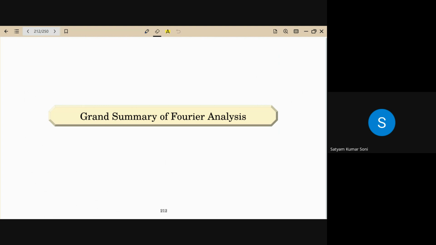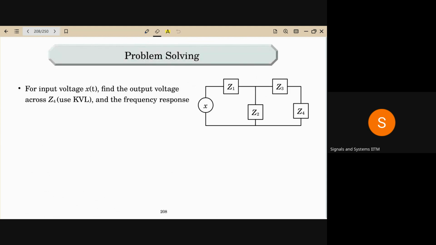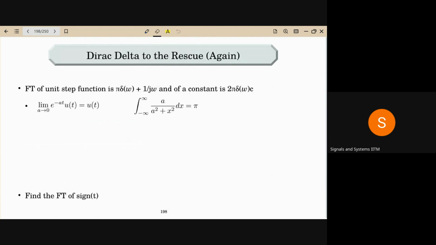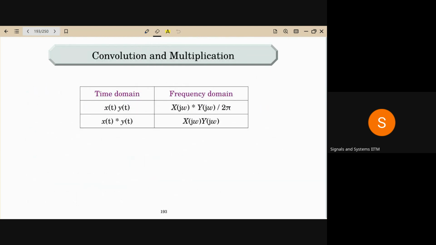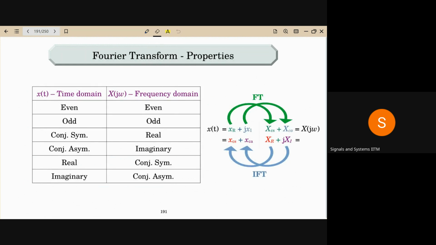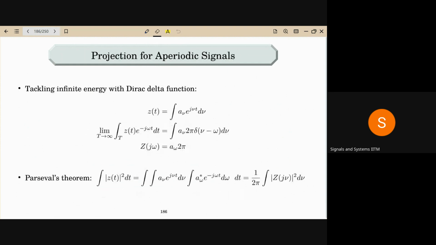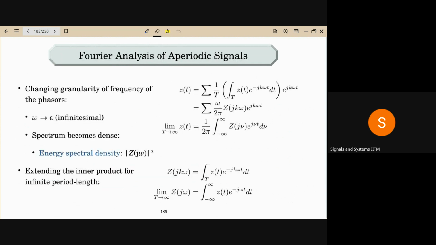Sir, how is the Fourier transform different from the Fourier series? The very first thing is that in the Fourier series, we want to find out the frequency components of a periodic signal. If it is an aperiodic signal, then we use the Fourier transform.